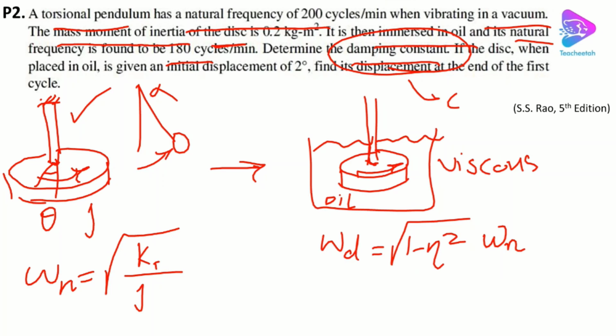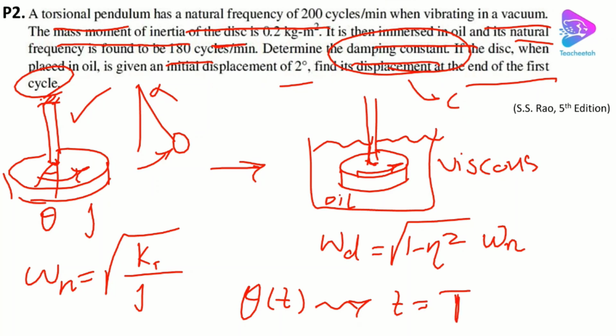Also, it says that if the disc is placed in oil and an initial displacement of 2 degrees is given, find the displacement at the end of the first cycle. So we have an initial condition in the form of displacement. Now we want to see what the displacement at the end of the first cycle is, or theta of t, when we have t equal to the period. So let's see how we can find this. I hope you understand the problem, and now we can continue on finding the conditions and the responses.